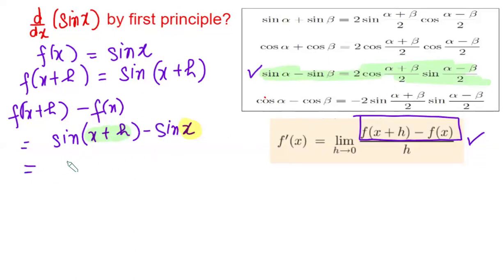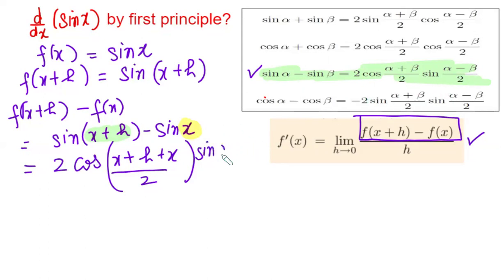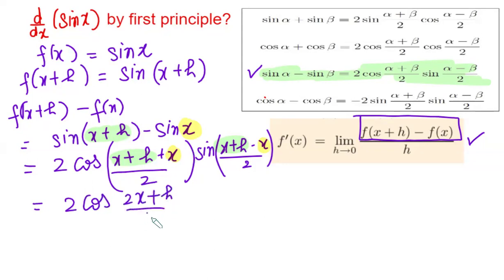So this will be replaced by 2 times cos of alpha plus beta, means x plus h plus x over 2, right? Into sine of alpha minus beta, which is x plus h minus x over 2, right? So here, this is alpha, this is also alpha, and this x is beta. Okay, now I'm simplifying it. We get 2 times cos of x plus x, which is 2x plus h over 2. And here, the x cancels with this negative x. So we're left with sine h over 2, right?